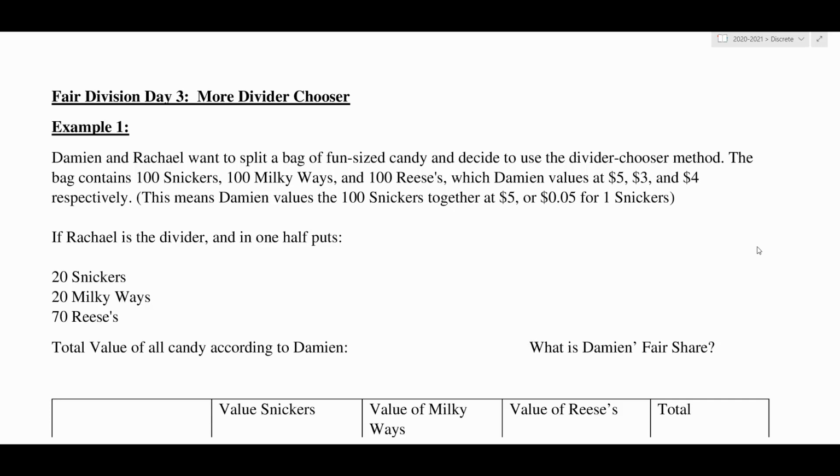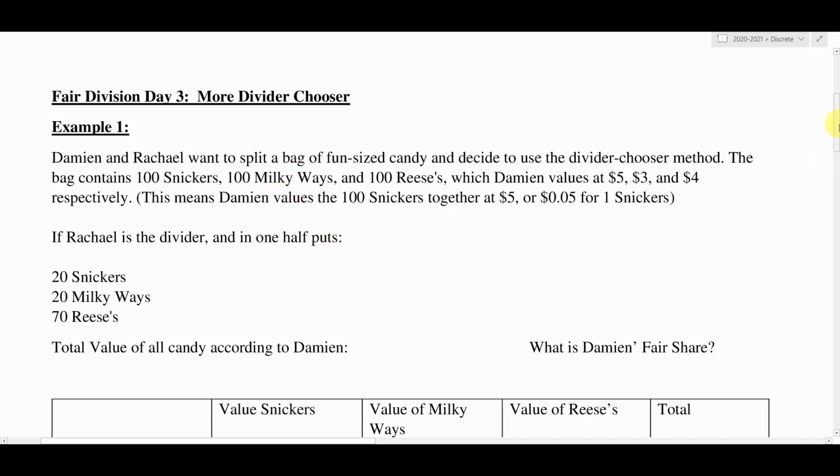We're going to do some more divider chooser method problems. We're going to take a look at a couple of examples today, one similar to the one that we did yesterday, and another one from a slightly different perspective. Same scenario, but different perspective.